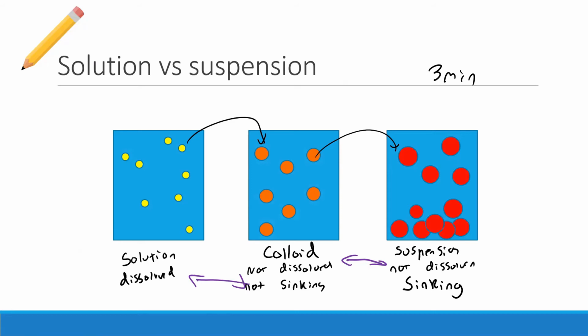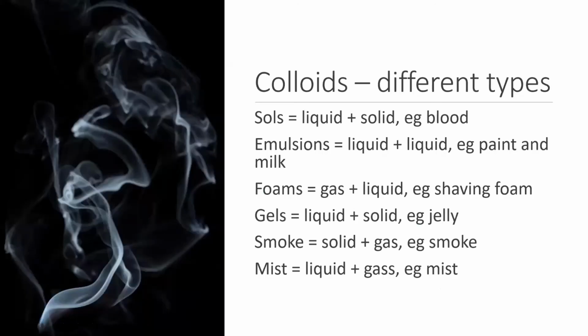All right. So these are the differences. Now that we know that, what are some examples of colloids? So what are some examples of these types of mixtures? There are many types of examples. You do not need to copy this down. But there are many types of colloids.